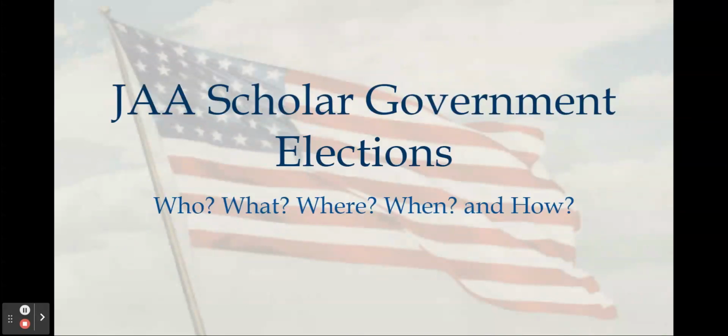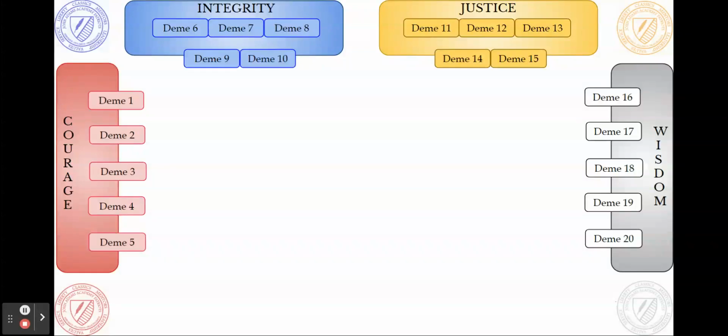Let's take a look at the process for scholar government elections. When you arrived on campus this year, you found that you were assigned to a dean, and that dean is part of a republic: courage, integrity, justice, or wisdom. In addition to creating dean names, banners, and songs, our next order of business in our deans and republics is to elect our scholar government.